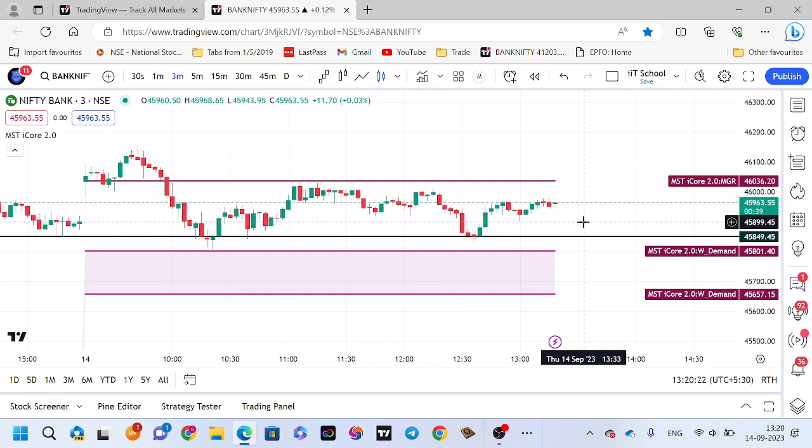So this is how we have to trade. It is very simple, very easiest method to make profit. Hope this is very clear.